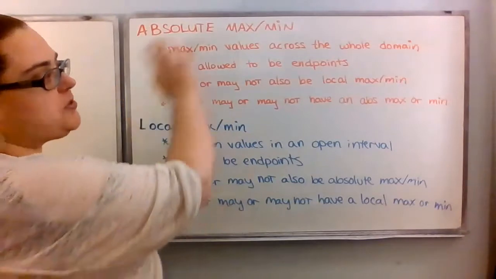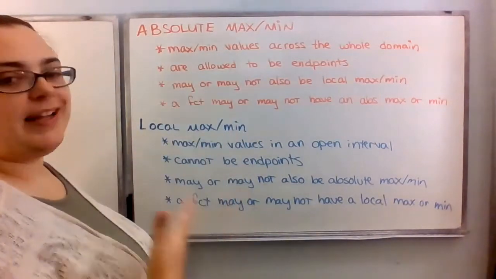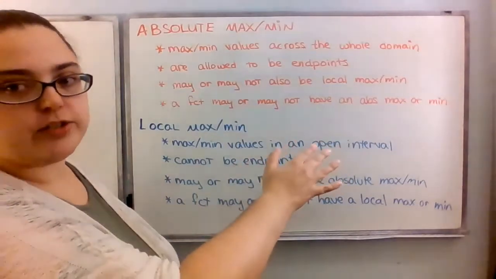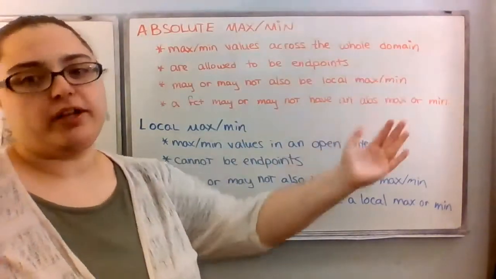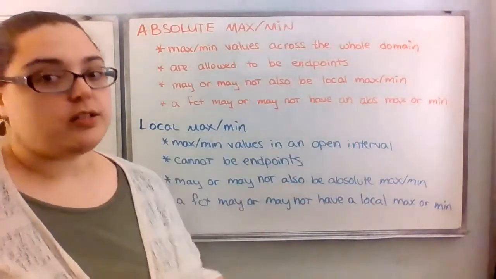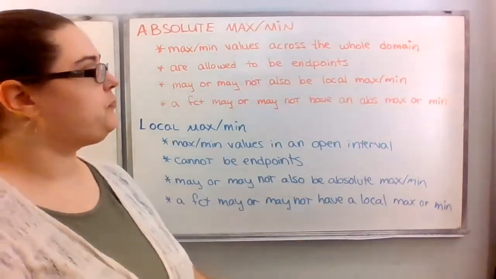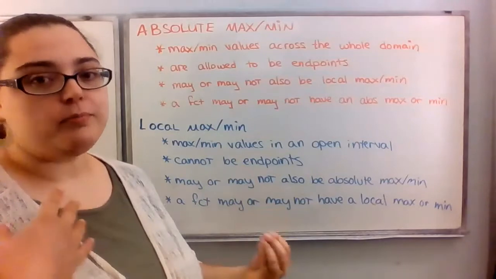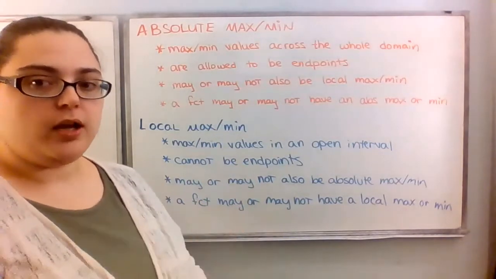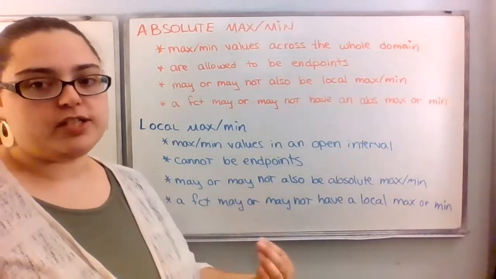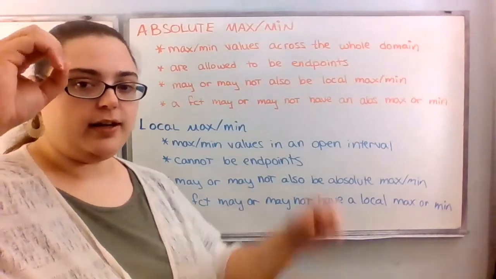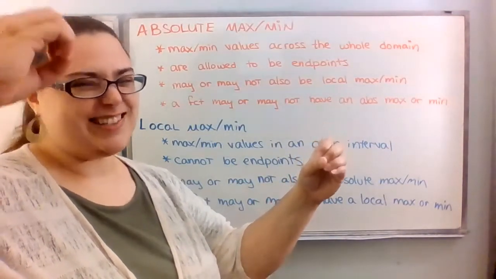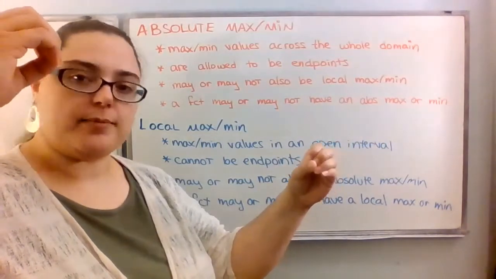An absolute maximum or an absolute minimum is a maximum or a minimum value across the whole domain of the function. So where is the highest point this function will ever reach? Where is the lowest point it will ever reach? You could have an endpoint value be an absolute max or min. So if your domain is a closed interval, let's say it starts at a point here and ends at a point here, so it's defined on a closed interval, and this is the highest it reaches, then that could be an absolute maximum.